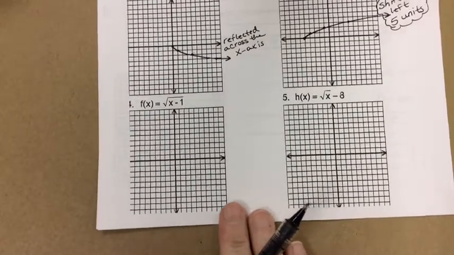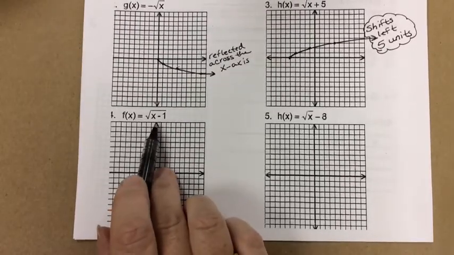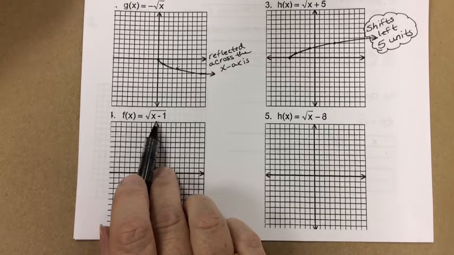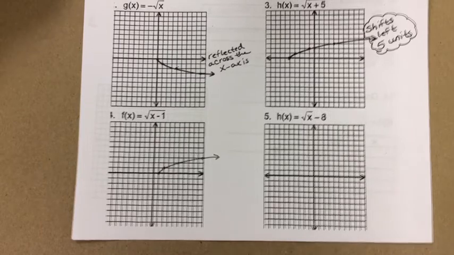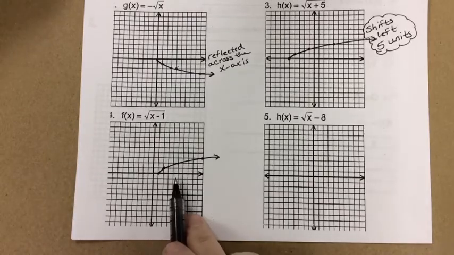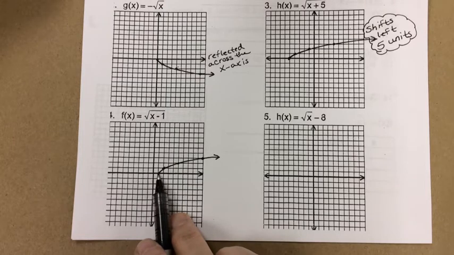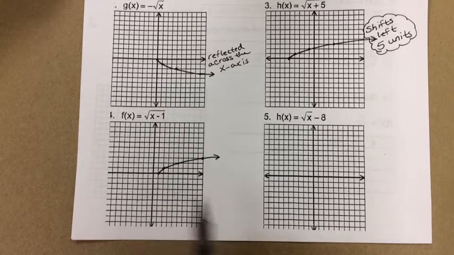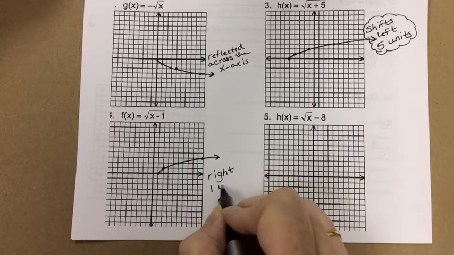F of x equals the square root of x minus 1, and the minus 1 is in the square root sign with the x. So let's graph that one on your calculator and then graph it on your paper. And here is my graph. It looks just like the parent function, only instead of starting at 0, 0, it starts at 1, 0, so it moved to the right 1 unit.